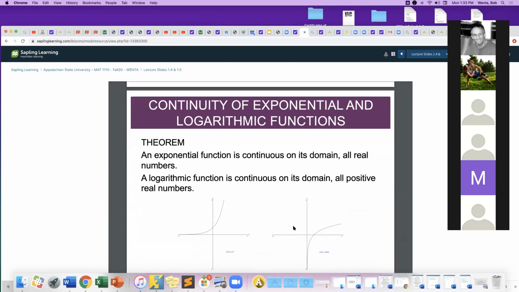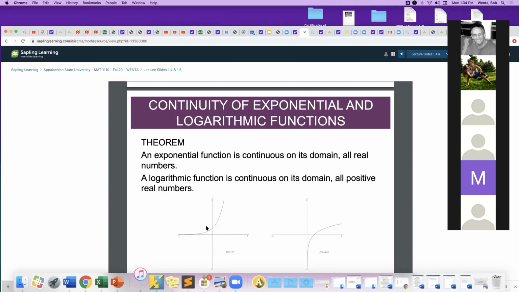Exponential function, they're talking about e to the x, the function e to the x, all right? Remember, exponential function, that's e to the x. Remember also, 10 to the x is also an exponential function with a base of 10. But in this case, look at this, exponential function, it's continuous on its domain, which is all real numbers.